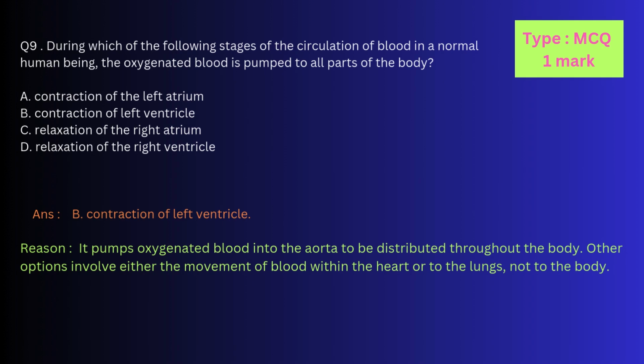Option A, contraction of left atrium. This moves the oxygenated blood into left ventricle, but it does not pump it to the body. Option C, which is relaxation of right atrium. This allows deoxygenated blood to flow into right ventricle, but it does not pump oxygenated blood to the body. Option D, relaxation of right ventricle, allows deoxygenated blood to flow into the lungs for oxygenation and not into the body. Therefore, contraction of left ventricle, which is option B, is the stage where the oxygenated blood is pumped to the entire body, and that is the right answer.